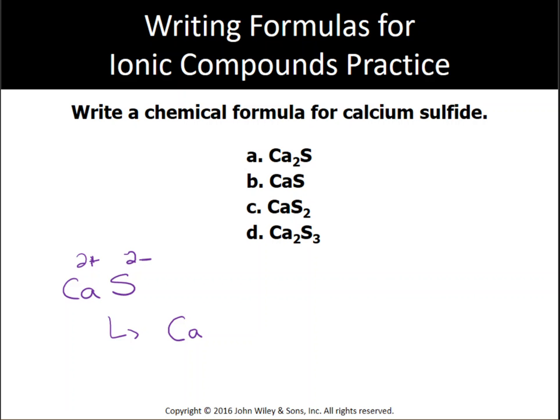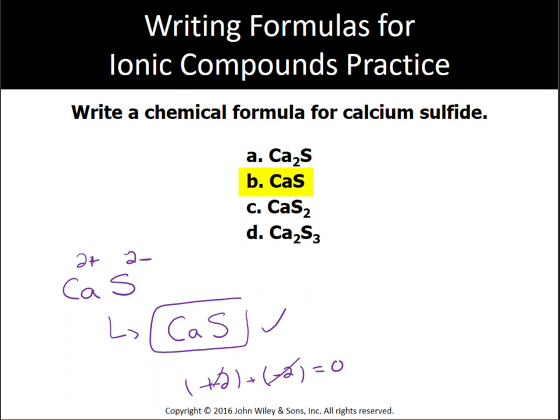Now, next step is writing the formula. So first comes the cation, which is the metal, followed by the symbol for the anion, which is the nonmetal. And now we have to balance the charge. Now, calcium 2 positive, sulfur 2 negative. So it's already balanced. The net charge is already 0. So you have 1 calcium, +2, and 1 sulfur, which is a -2. So we want 1 calcium and 1 sulfur in order to make calcium sulfide.